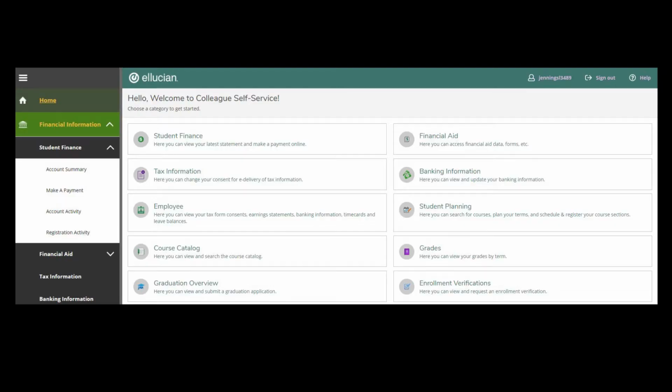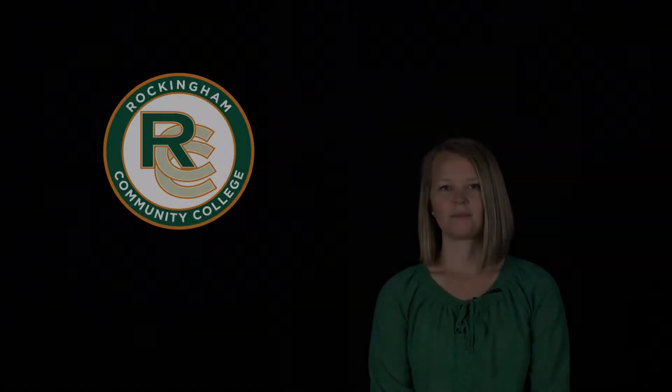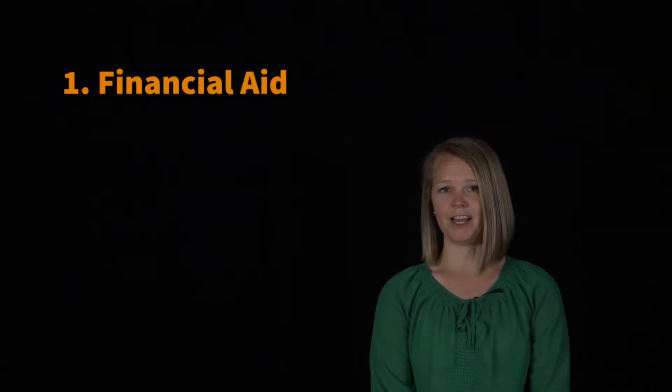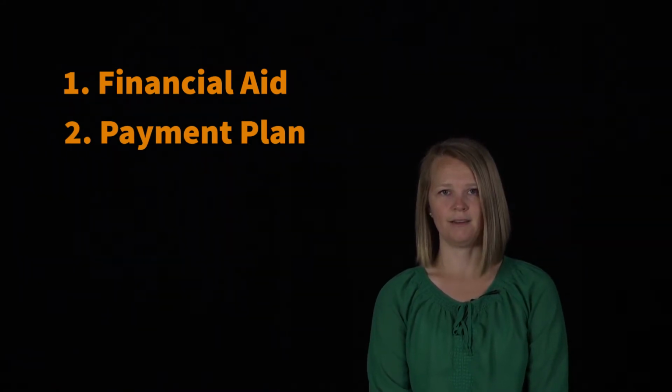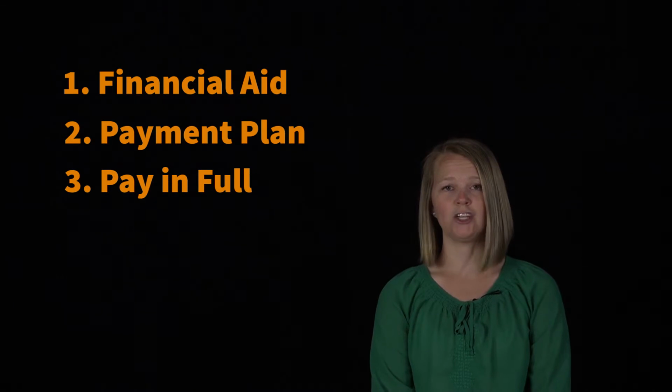So now you know when to pay. How do you know how much to pay? Tuition statements are available online through self-service in the Student Finance tab. As a student, you can pay tuition 3 ways. The first is using financial aid. The second is by setting up a payment plan, or the third is paying your tuition in full.